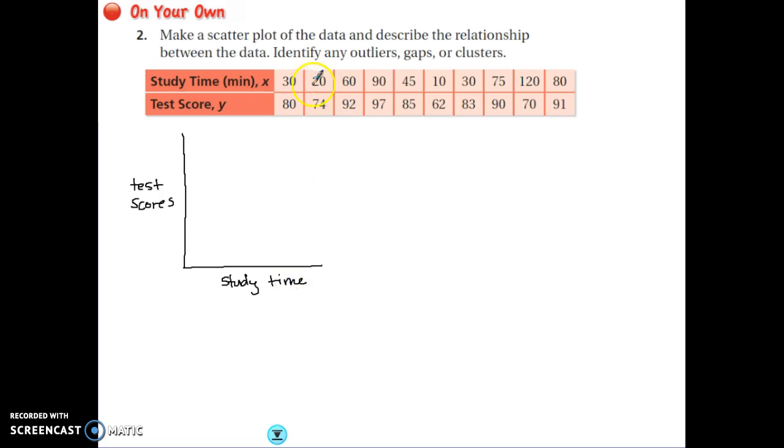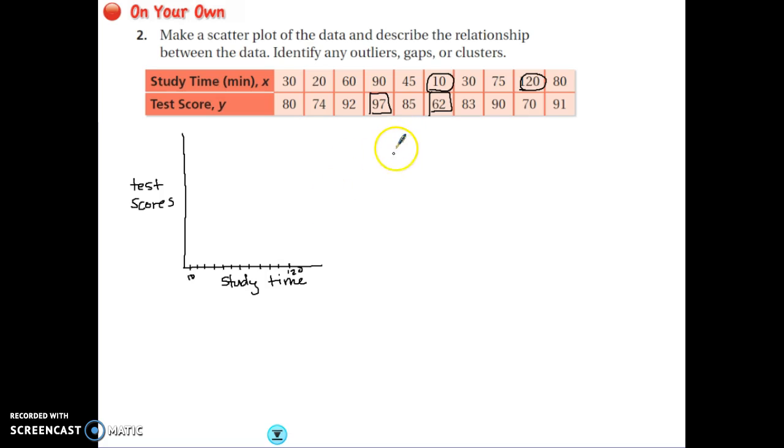Labeling can get a little bit tricky. Looking at my study time, I see that my smallest value is 10 and my biggest value is 120. So I'm probably going to count by tens from 10 to 120. So 10, 20, 30, 40, 50, 60, 70, 80, 90, 100, 110, 120. For my y-axis, I see that my smallest value is 62, and my largest value looks to be 97.